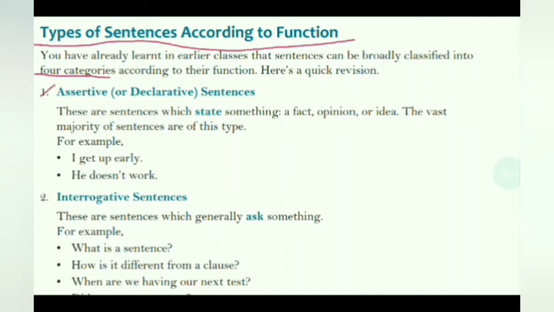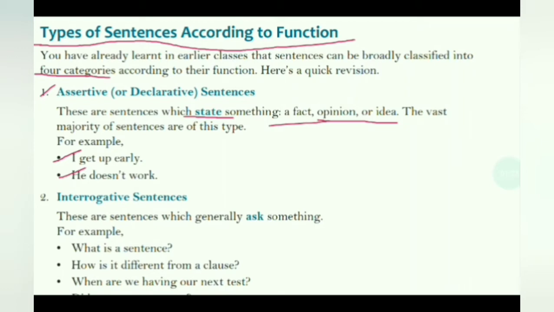The first one is assertive or declarative sentences. These are sentences which state something, a fact, opinion, or idea. That must be a statement, and it must be a fact, opinion, or idea. The vast majority of sentences are of this type. For example, I get up early, he doesn't work.